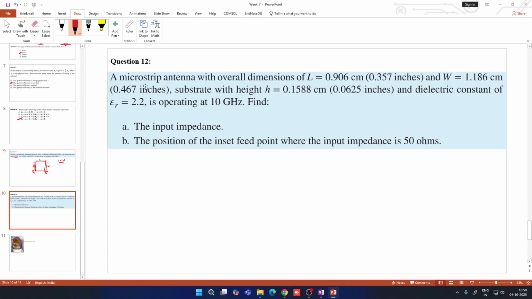Okay, sir. Okay, question number 12 is also about a rectangular patch antenna, so I will give it as homework. If you want to just learn, you can solve it. It's a solved example problem from chapter 14, I think, from Balanis.